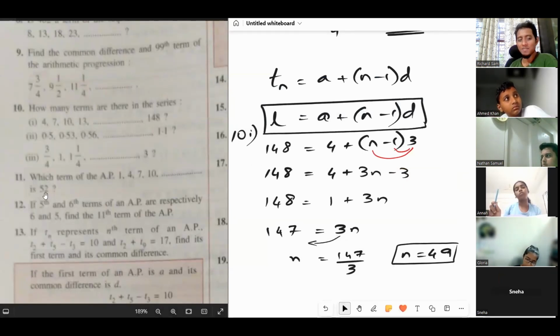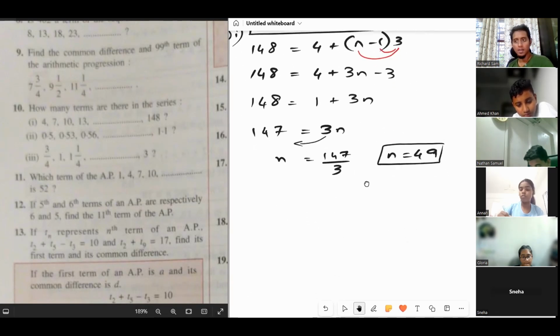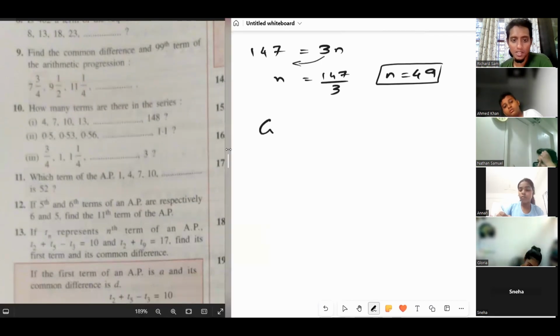So you have to consider 52 as the last term and find n. Right? See the same formula. Imagine the last term is 52. So you're finding n. N is the number of terms. Do you all understand? Yes. Okay. So do that now. Consider 52 as the L, the last term. Okay. You can write that statement.